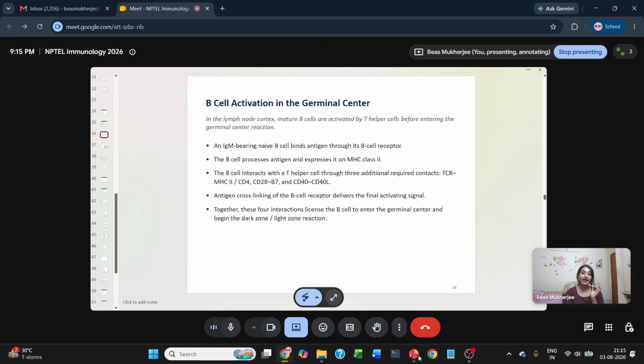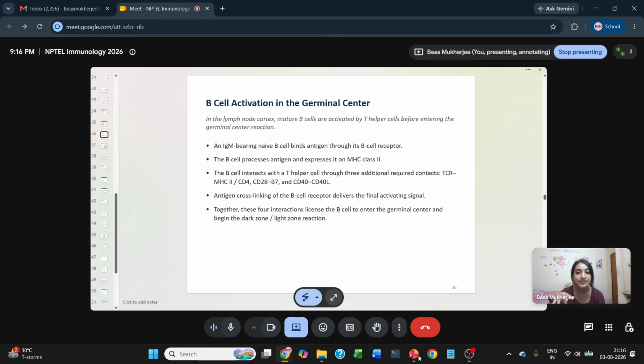Now we have B cell activation in the germinal center. So that was all about T cell activation. Now we are going to talk about B cell activation. So inside this lymph node, there are regions called germinal centers, and there the B cells are sitting waiting to get activated. Okay, so let's see what happens.